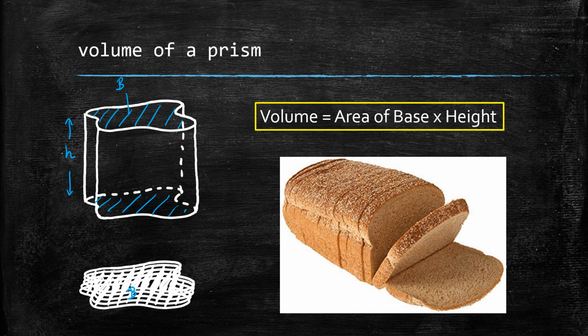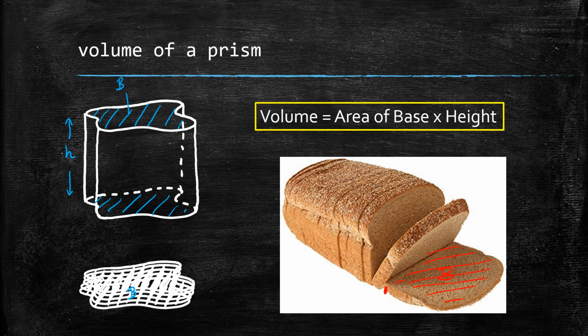So we can't use this formula for the volume of a loaf of bread, but we can if we just look at one particular slice. Let's look at just even the end slice. For all intents and purposes, you can think of the area of the base as B, and the height would be the width of that.